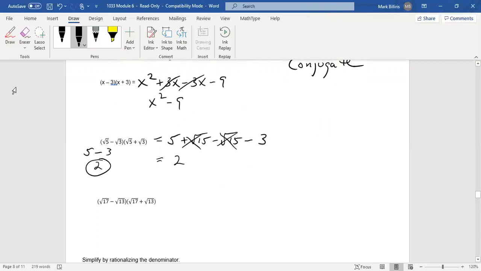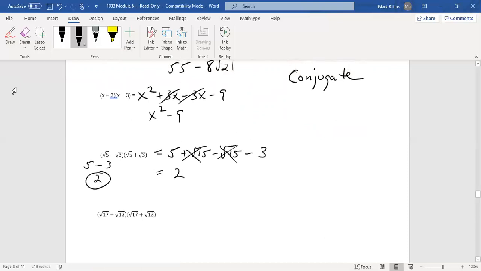Square root of 17 minus the square root of 13 times the square root of 17 plus the square root of 13. They're conjugates of one another, right? So what do we need to do to get our final answer? We don't need to go through the distributive property. We know that there's not going to be a middle term, and we know that a radical is not going to be a part of our final answer. So we'll start by multiplying the first two terms together. So the square root of 17 times the square root of 17 is 17.